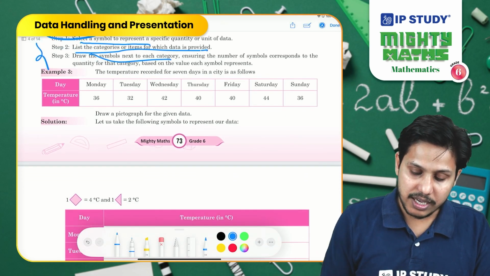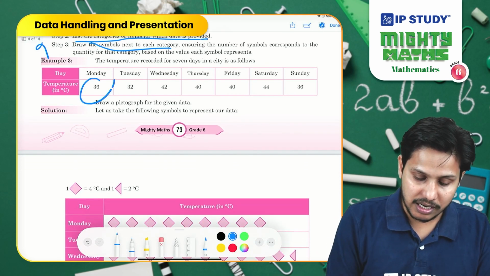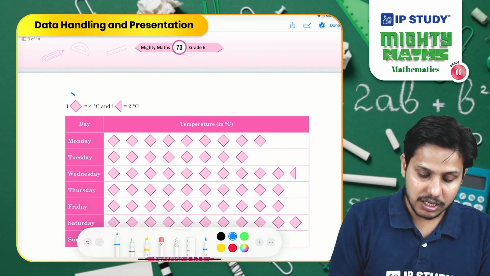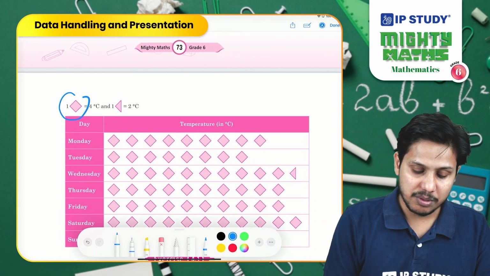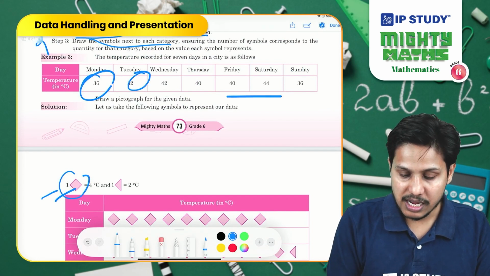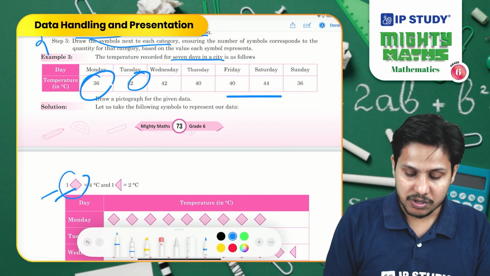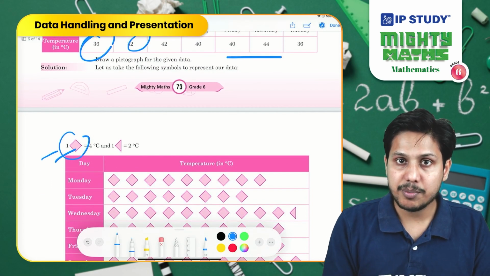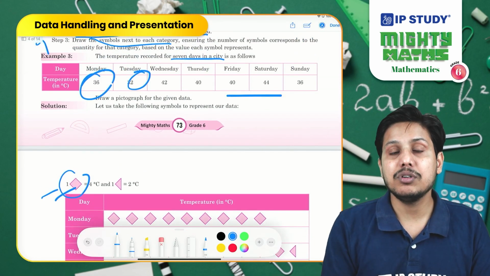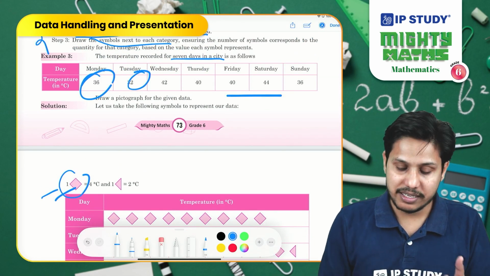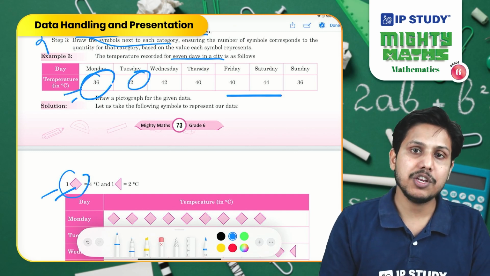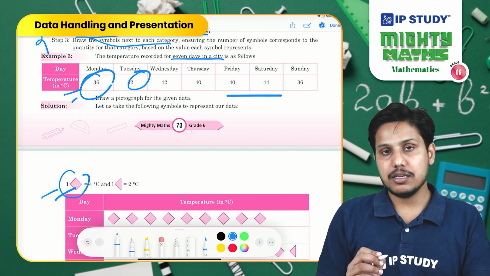So the key here, for this data which is in multiples of 4, can be any shape. We can take any shape to represent 4 degrees Celsius here, because this is the temperature of 7 days in a city. So the key is taken depending upon the data that is given.